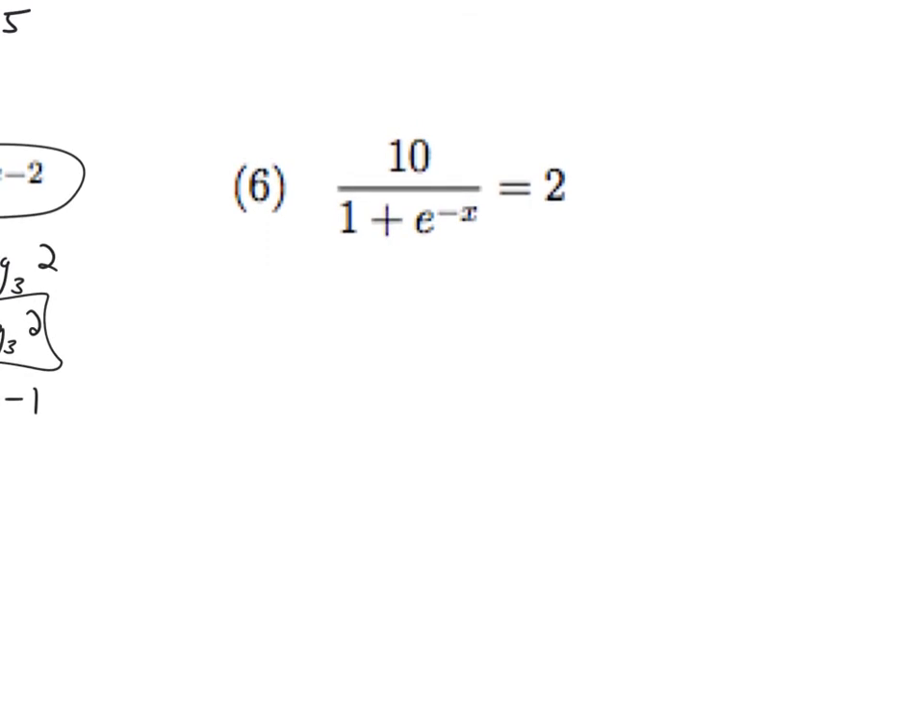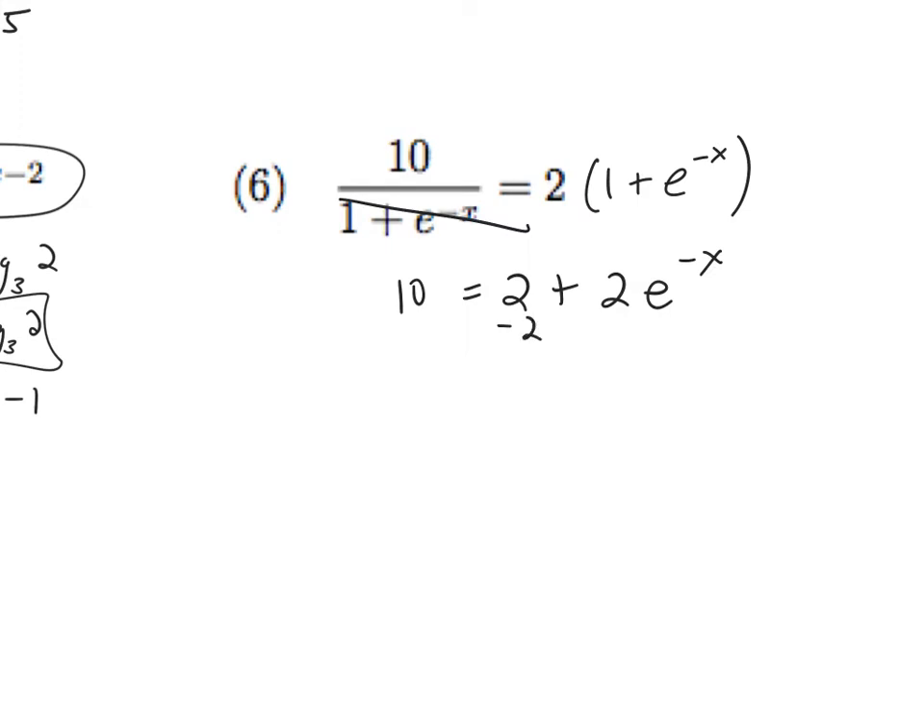Anytime I see something like this, my first instinct is to multiply both sides by the denominator. So I'm going to do that. That's going to cross off this one and come over here. So we have 10 equals 2 plus 2e to the negative x distributed. Subtract 2 from both sides. So 8 equals 2e to the negative x. Divide by 2. So now I have 4 equals e to the negative x.